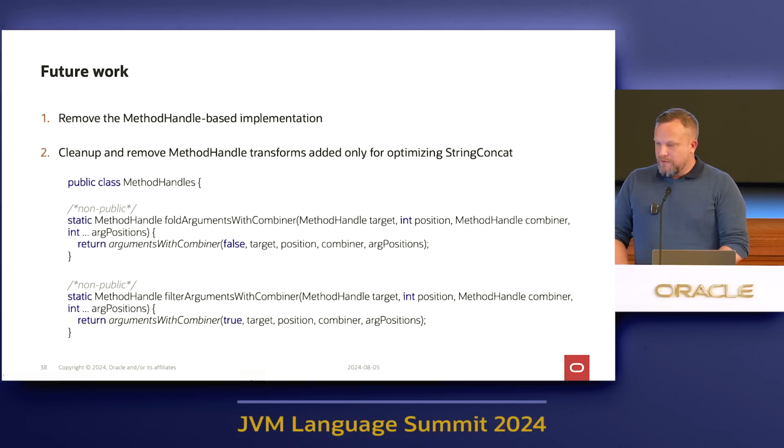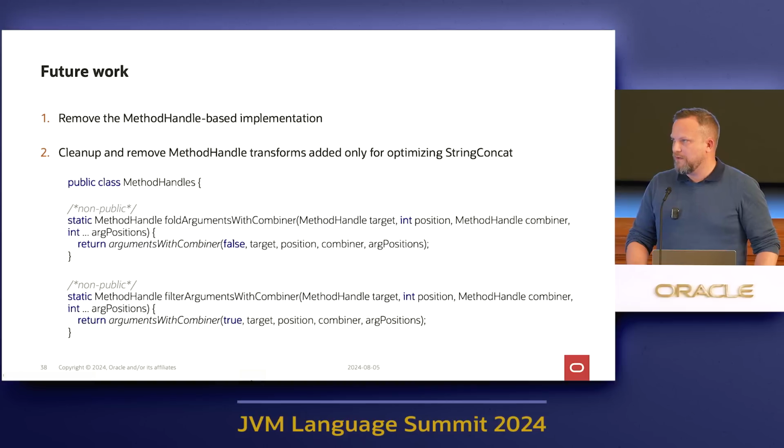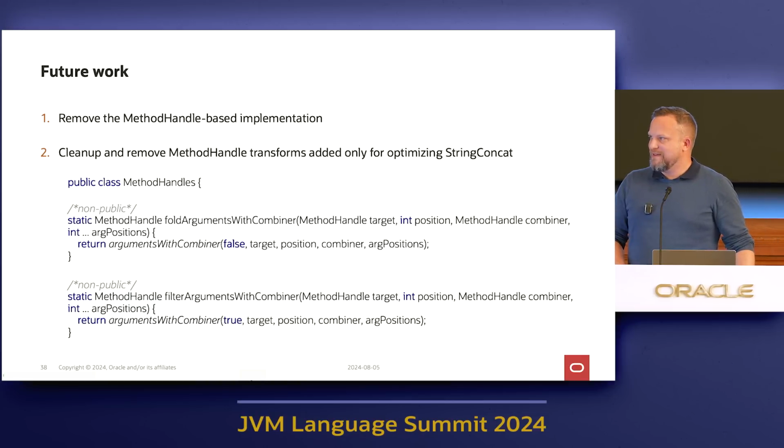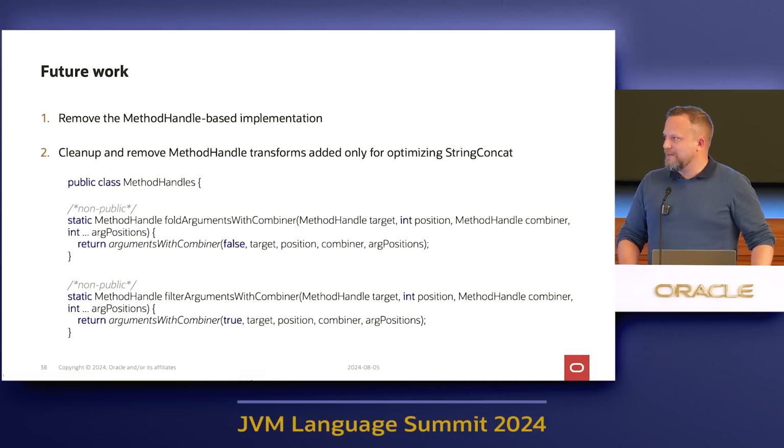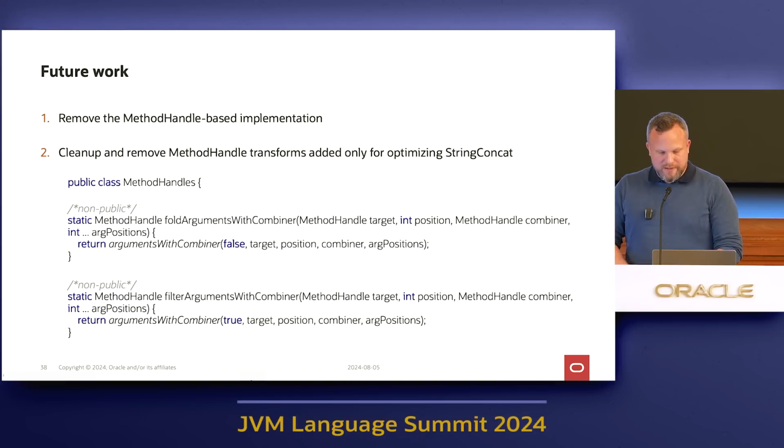Running out of time, but future work. Highest on my list is to remove the method handle-based implementation, clean up and remove some of the method handle transforms that were added only for optimizing string concat. They probably don't make any sense. We never made them public because we didn't know if they were more generally useful. Now they probably don't make the cut for being included in the public API. So let's clean up a little bit there.